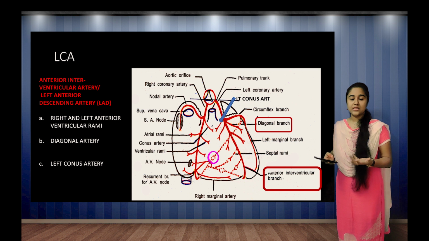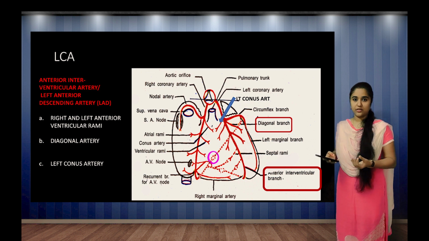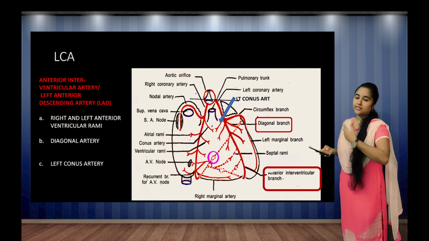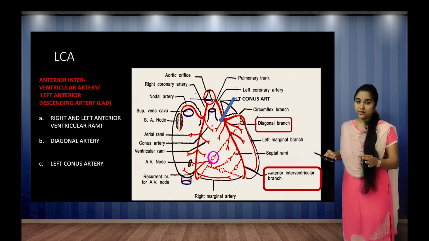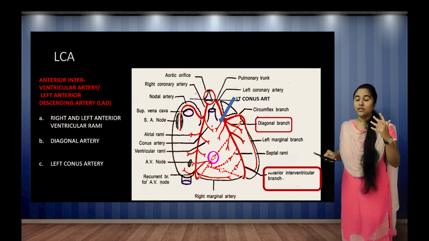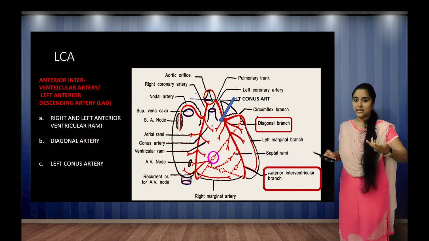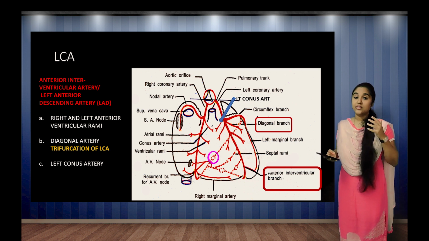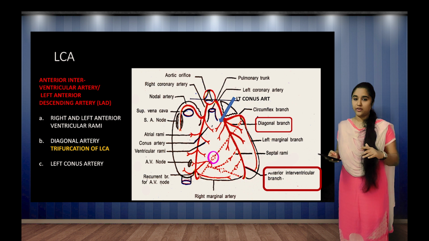In some cases, when the diagonal artery is larger and is seen at the junction of the anterior interventricular and the circumflex artery, it appears that the left coronary artery trifurcates into three arteries. That means the left coronary artery, after arising, trifurcates into three branches: the anterior interventricular branch, the diagonal branch and the circumflex branch. So it appears like that. In that case, it is referred to as trifurcation of the left coronary artery.